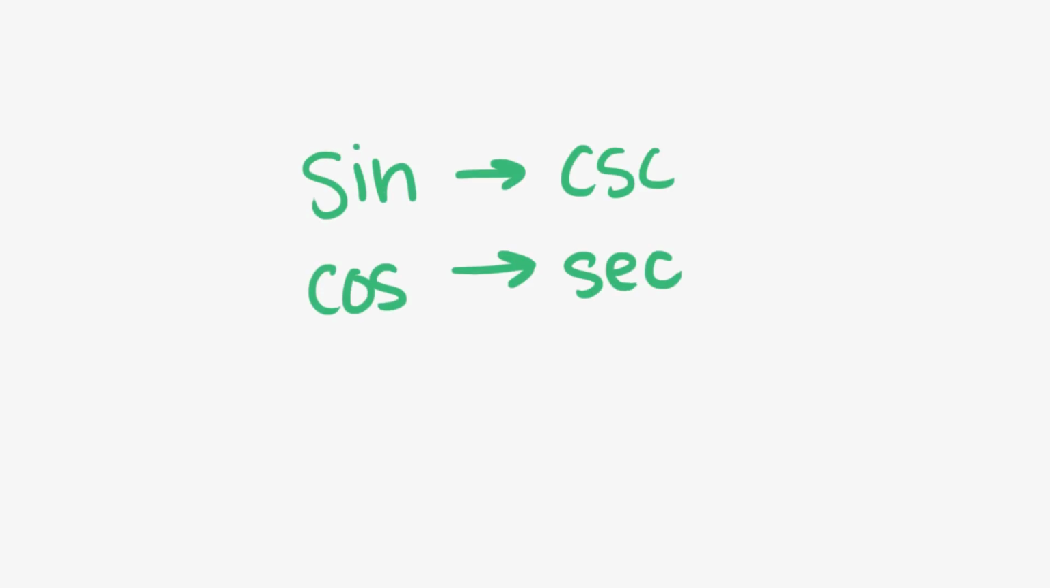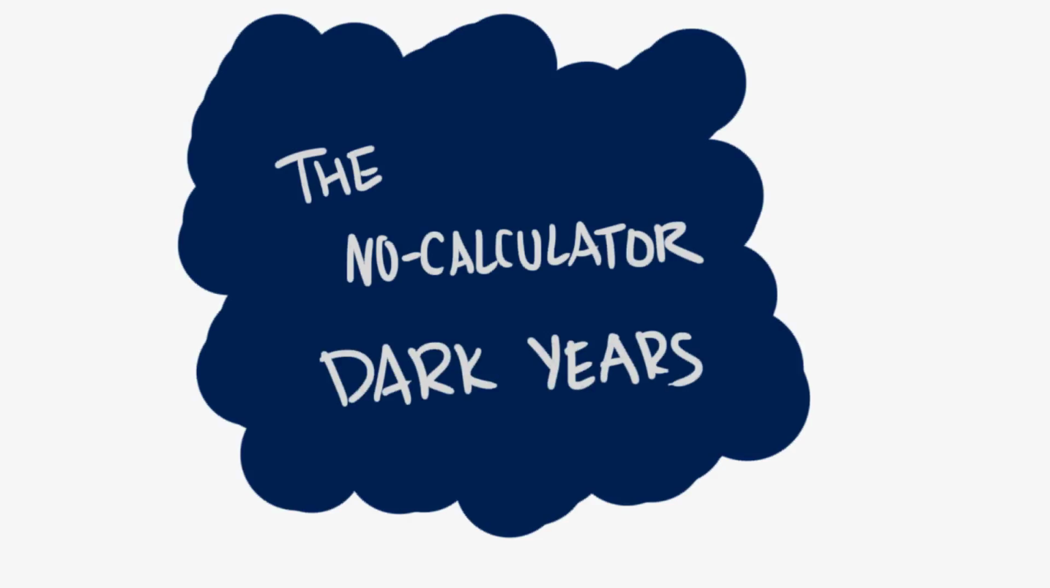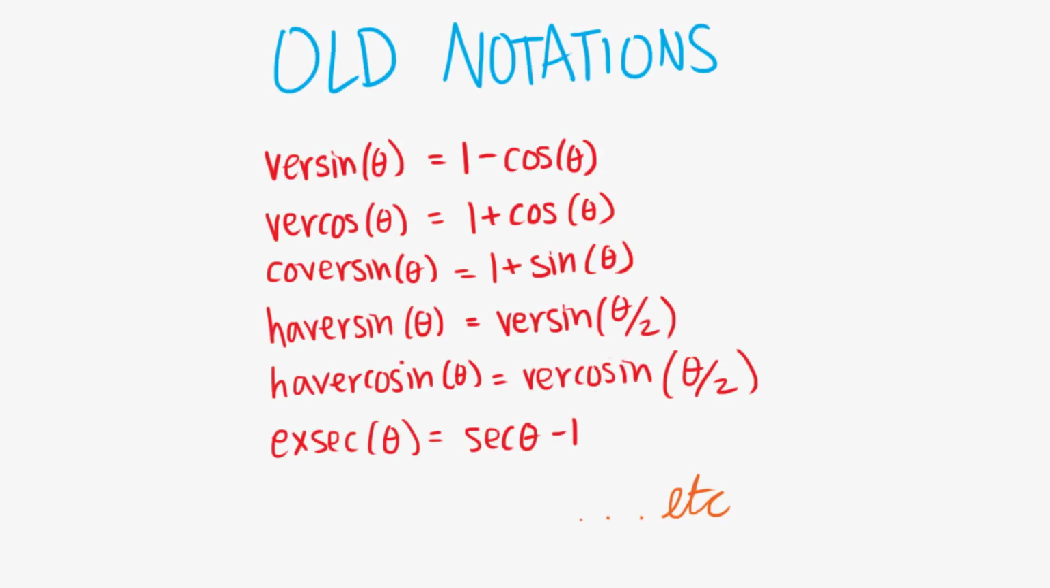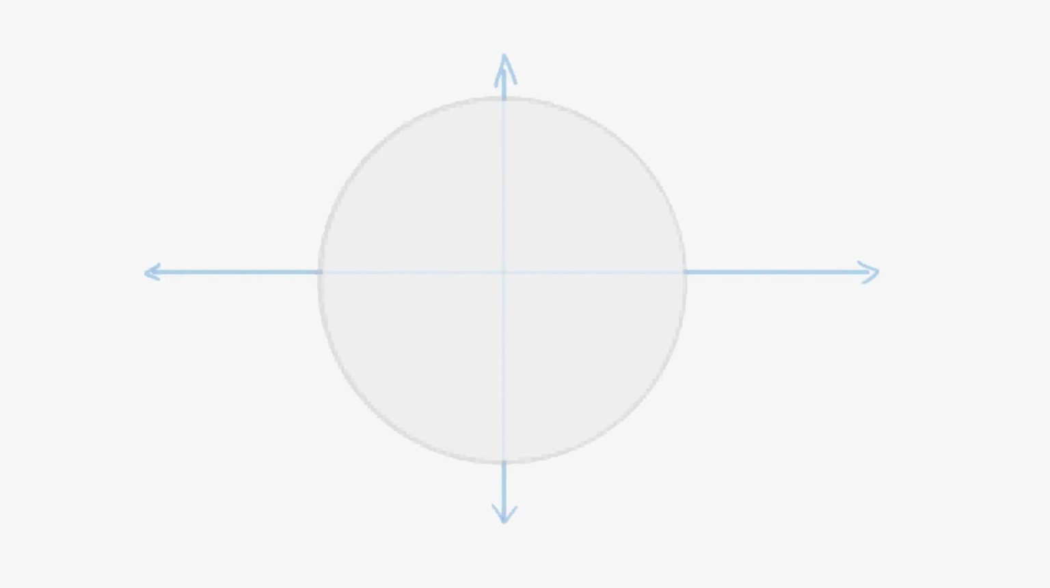Speaking of sine, tangent, and cosine, we all know that secant, cosecant, and cotangent are just the inverse of the 3. But did you know that in the Dark Ages, before they had calculators, there were other notations for combinations of sine and cosine? There was versine, vercosine, coversine, haversine, hacoversine, exsecant, and others. The most commonly used notation was versine. Using these notations made calculations back then easier and way more accurate.